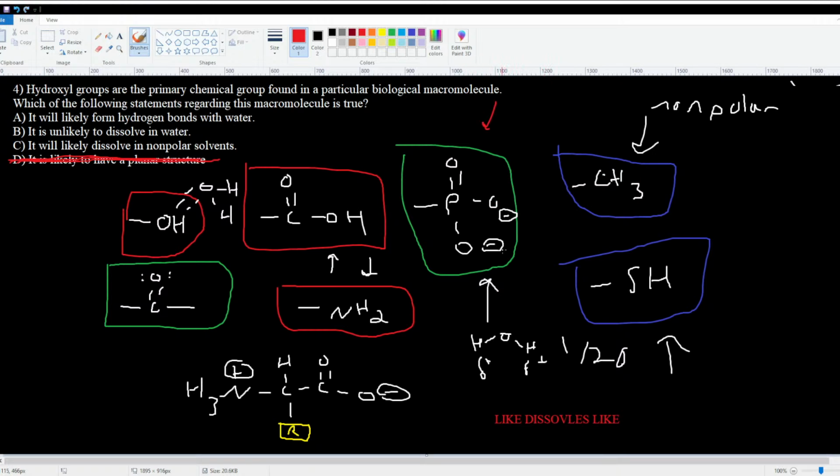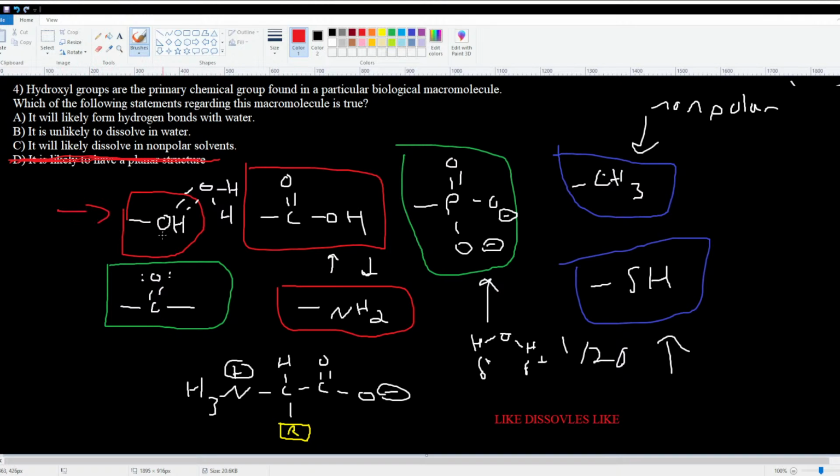How about a phosphate? Phosphate's very charged. It's very much capable of mixing with other polar substances like water, right? Another thing a phosphate can do is create a phosphodiester bond in nucleotides, but we'll get to that later. How about a carbonyl? Carbonyl is able to make hydrogen bonds with water because of this double bonded oxygen.